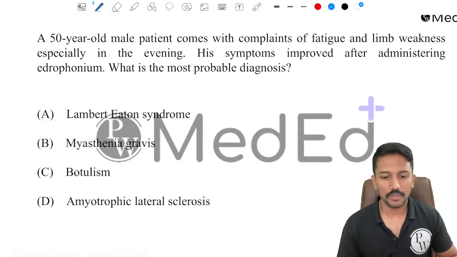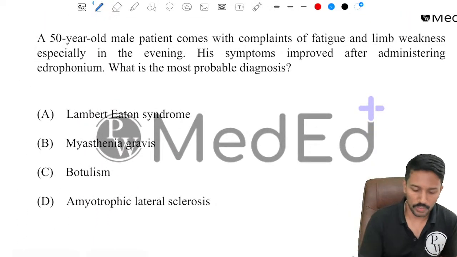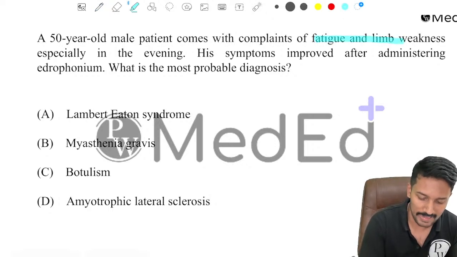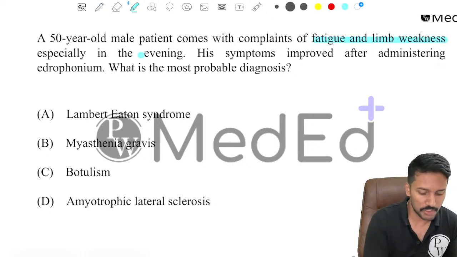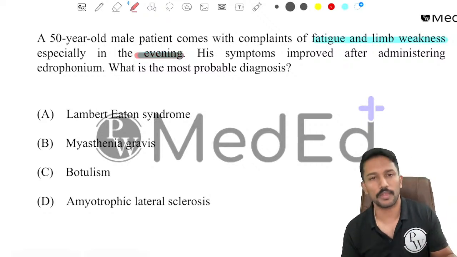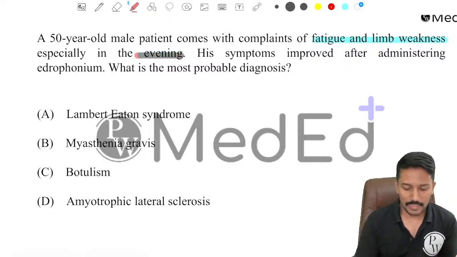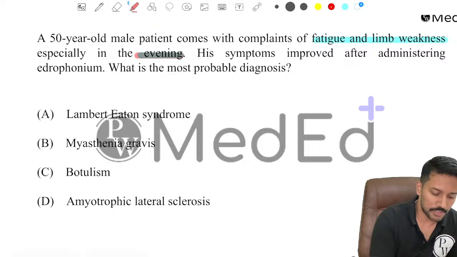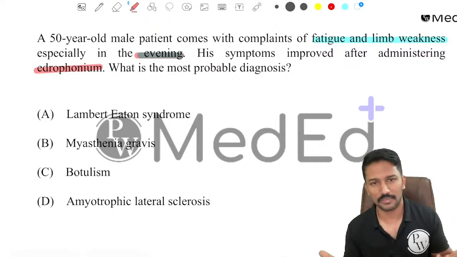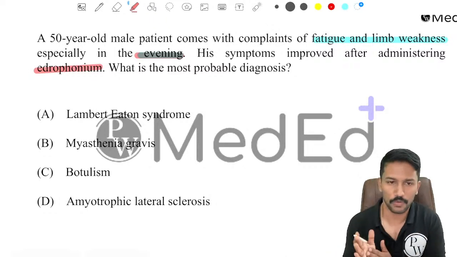Next question. So here we have a 50-year-old who comes with complaints of fatigue and limb weakness, especially in the evening. So there is diurnal variation of weakness. His symptoms improved after administration of edrophonium. Now the answer is very clear, right? It's a simple, straightforward question. What is the answer?